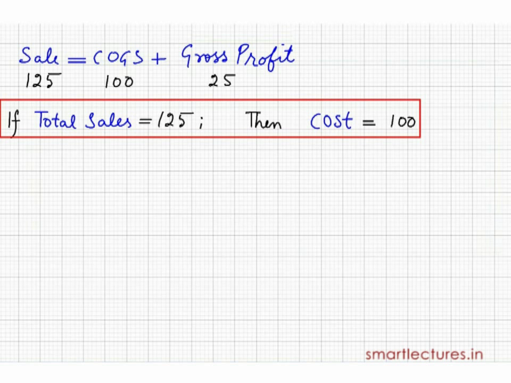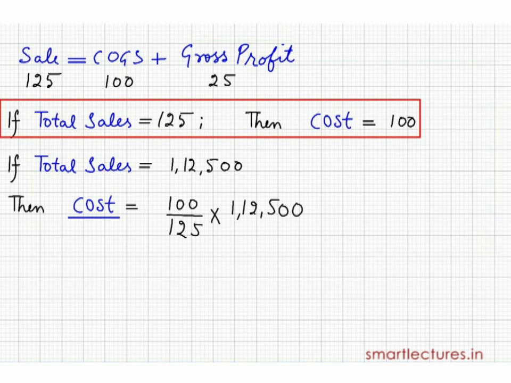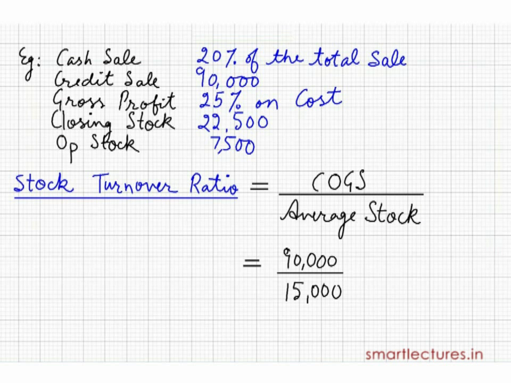But our sales are 1,12,500. So if the total sales is 1,12,500, then cost will be 100 upon 125 into 1,12,500. That will be equal to 90,000 rupees. It means cost of goods sold is 90,000 and average stock is 15,000. So stock turnover ratio will be equal to 90,000 upon 15,000. That is equal to 6 times.